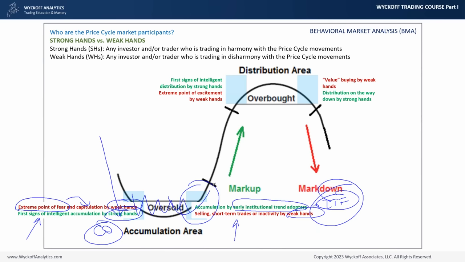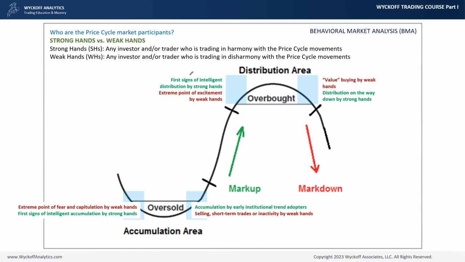And kind of the same process happens during the distributional area, right? So first we see the first signs of intelligent distribution by strong hands. Those are usually going to be in the area of the climactic run with the stopping action, with the change of behavior reaction that shows not just the emergence of the supply, not just the stopping action, but also the ability to produce the best reaction in the uptrend. And at the same time, extreme point of excitement by weak hands.